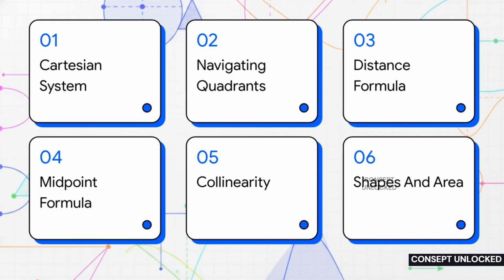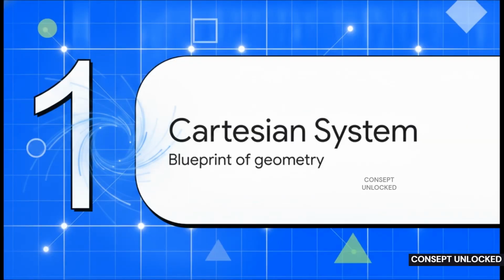Okay, let's dive into this. Here's our roadmap for this explainer. We're going to start with the Cartesian coordinate system and navigating the four quadrants. Then we'll master the distance formula and the midpoint formula before jumping into checking points for collinearity and finally solving for shapes and area. So, part one, the Cartesian coordinate system, the absolute blueprint of geometry.